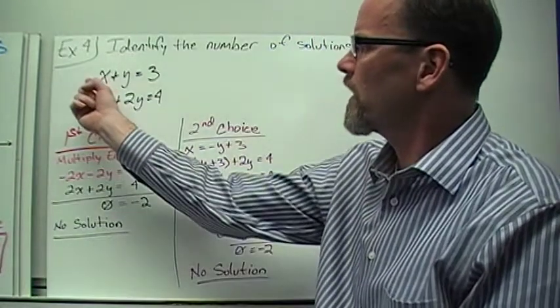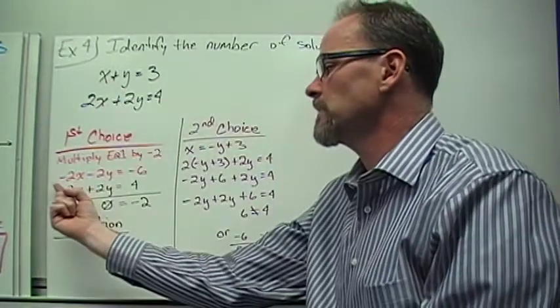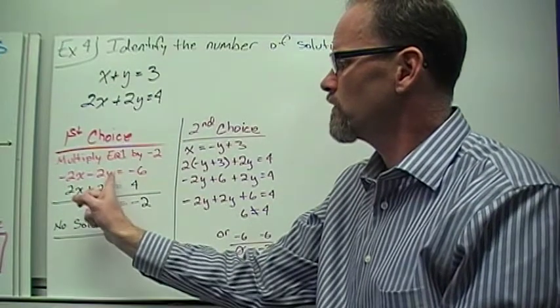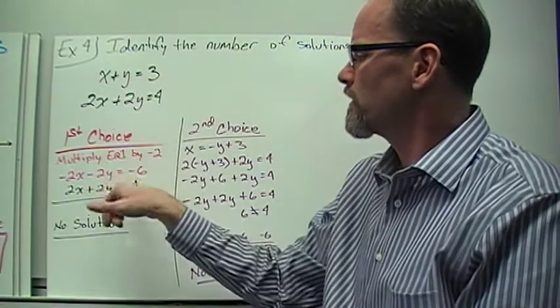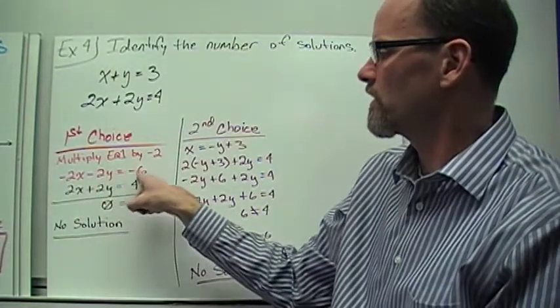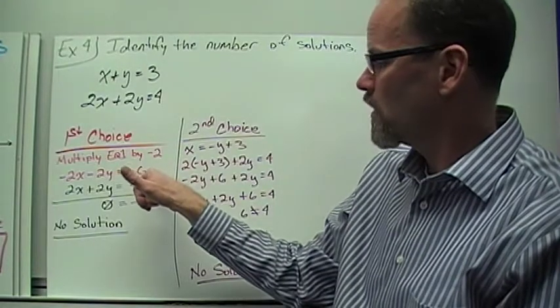I'm going to multiply this by -2. And when I do that, -2 times x is -2x. -2 times that is -2y. And the 3 would be -6. So I'll have a -2x minus 2y equals -6. I bring down the second equation here.